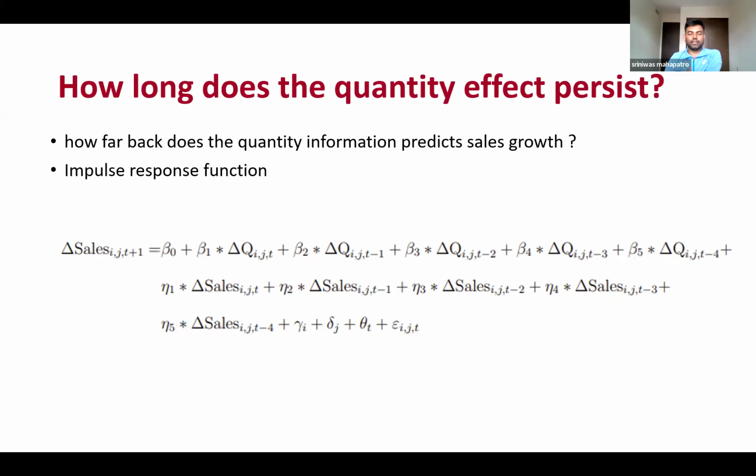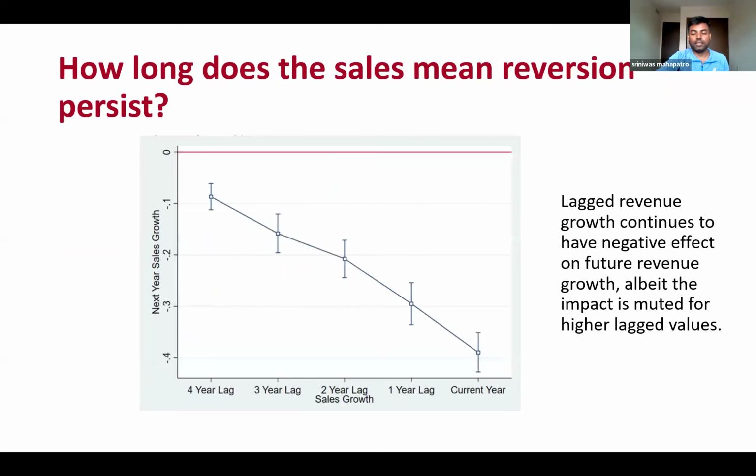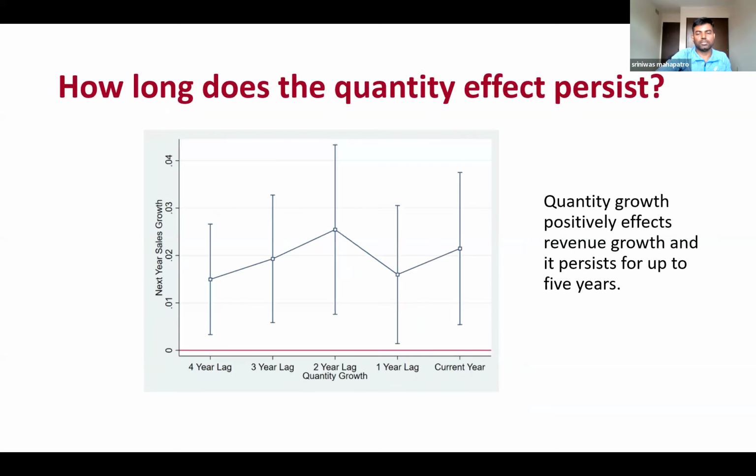What we are checking here is like an impulse response function. We are checking how the previous quantity growths load on the future sales growth, and similarly how the previous lagged sales growth loads on the future sales growth. We've plotted it in a graph, and we find that quantity growth reflects revenue growth and persists for up to 5 years, with the coefficient still significant and positive. But for lagged revenue growth, we see a consistent negative relation between current sales growth and past sales growth, though the magnitude reduces for higher, older lagged values. So the impact of quantity growth on sales growth is not just a short-term phenomenon, it persists for quite some time.